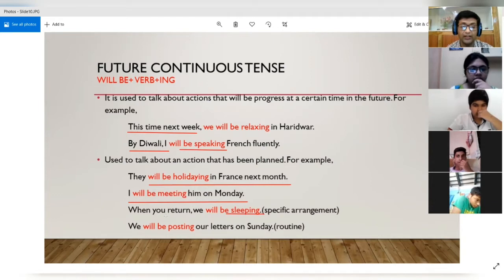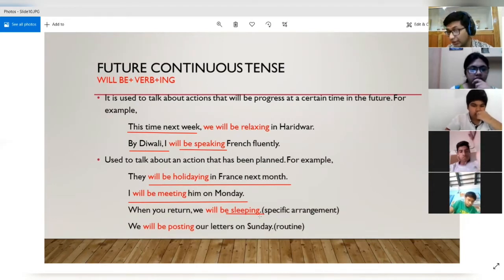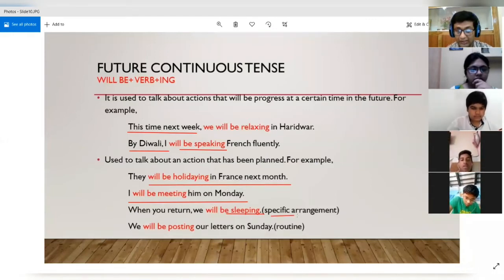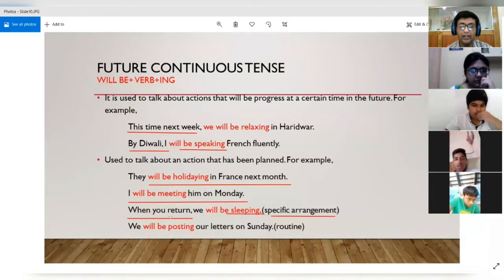if you see the third example, when you return, we will be sleeping. Now, in this case, we can't use the present continuous form. All right. In this case, we will only use the future continuous tense because of a specific arrangement. What is the specific arrangement? That when you return. So we are joining a specific clause. Then we are saying that when you return, then this continuous action of sleeping will be going on.